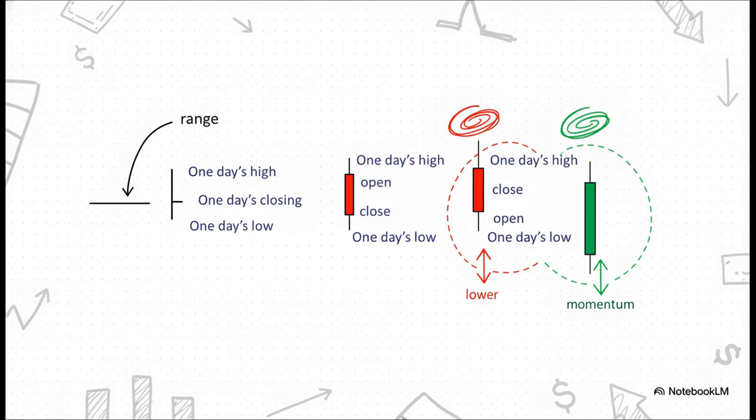Let's break this down a bit. A bar chart is useful for sure. It shows you the high, the low, and the closing price. But the candlestick, it's a massive leap forward. By adding the opening price and color-coding the body, you get an instant read on the day's momentum. Green means the bulls, the buyers, won the day. Red means the bears, the sellers, were in charge.